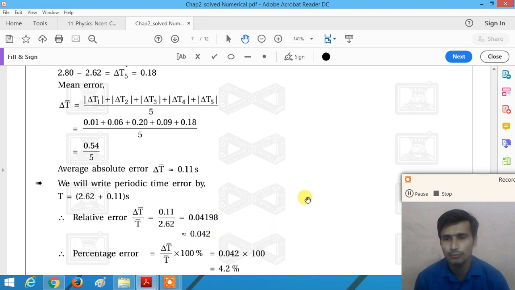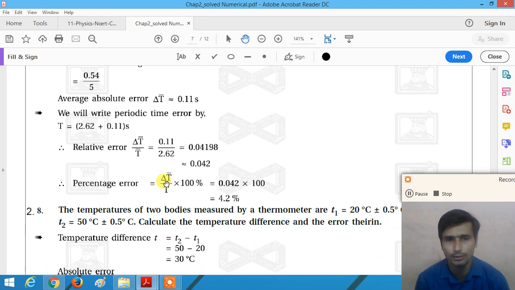So now if the relative error is represented in terms of percentage, it will be the percentage error, right? So percentage error is equal to delta T bar divided by T bar multiplied by 100, or relative error multiplied by 100. 0.042 multiplied by 100, we get 4.2%.